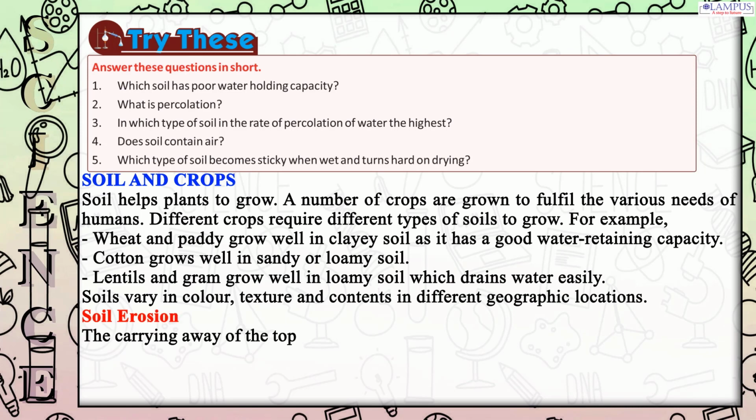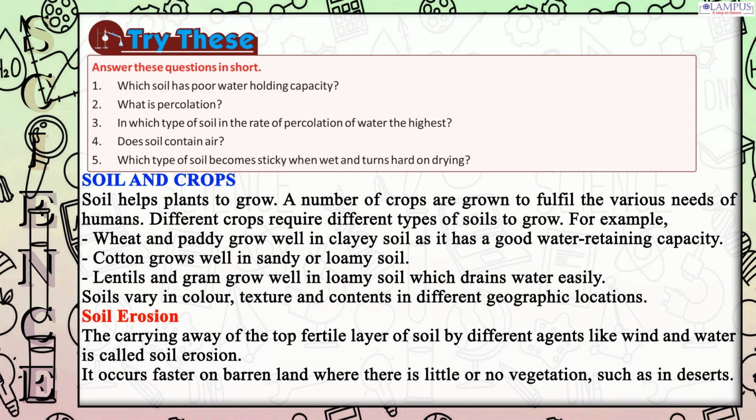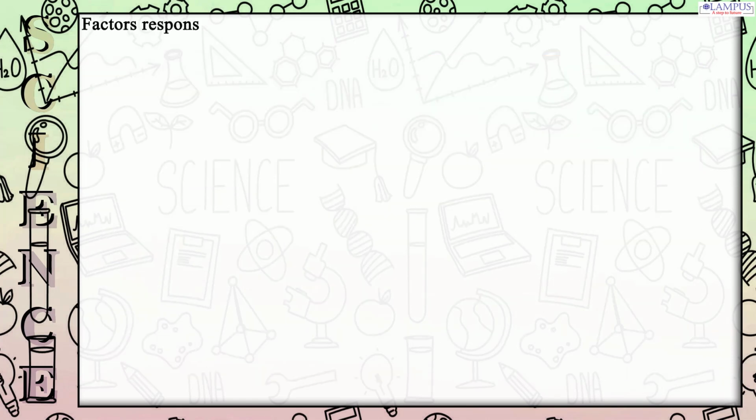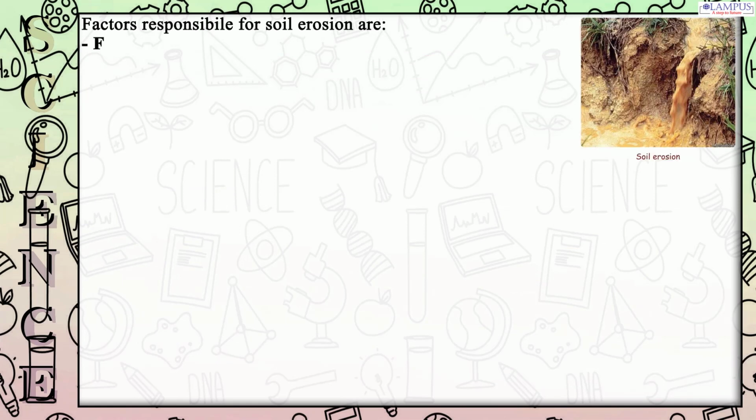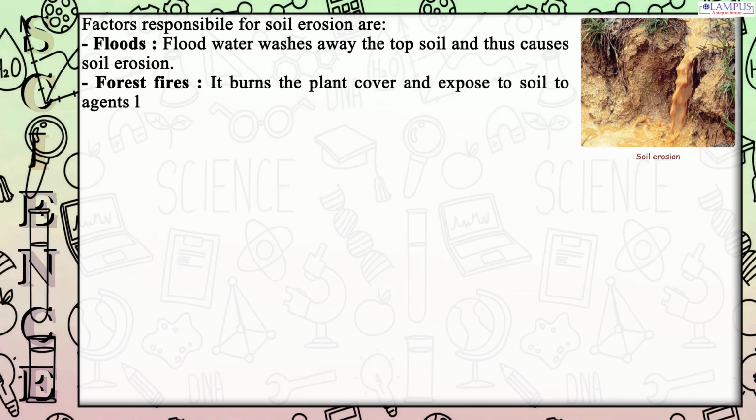Soil erosion. The carrying away of the top fertile layer of soil by different agents like wind and water is called soil erosion. It occurs faster on barren land where there is little or no vegetation, such as in deserts. Factors responsible for soil erosion are floods. Flood water washes away the top soil and thus causes soil erosion. Forest fires. It burns the plant cover and exposes the soil to agents like wind and water, which causes soil erosion.